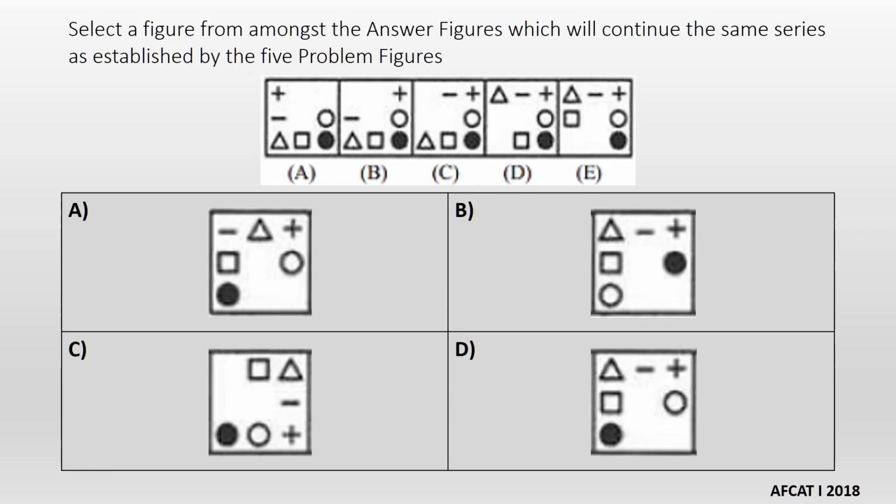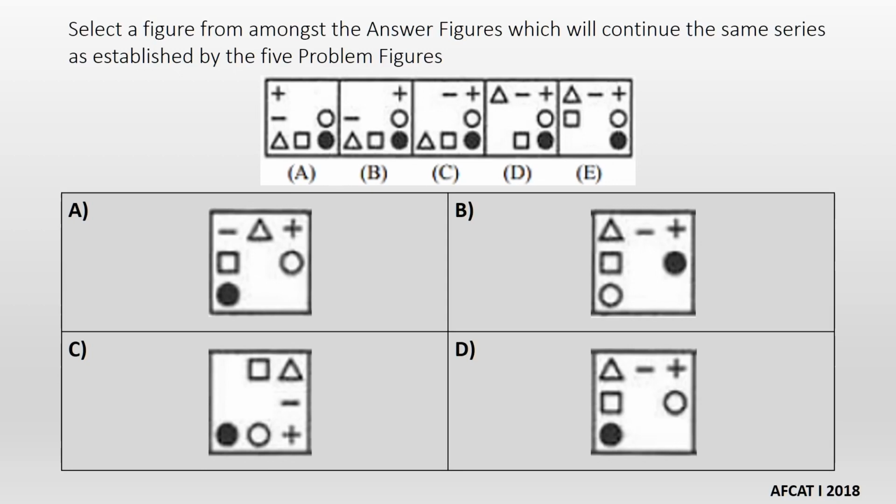Now this is a bit complex one. We have to find next in the series. So if you see, the plus is coming towards the another end of this cycle, that is plus is coming towards the circle in B, then minus is coming towards plus. Similarly in D, the triangle is coming towards minus. Basically you can say that the tail is shifting towards the head in each cycle.